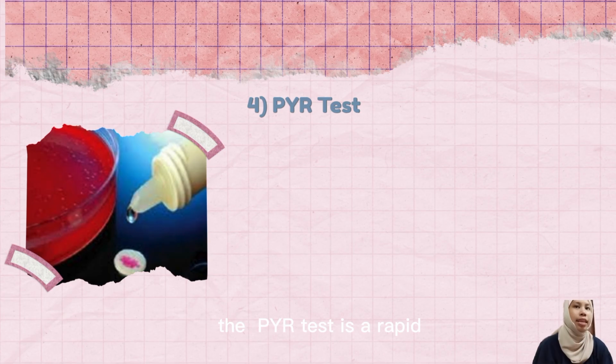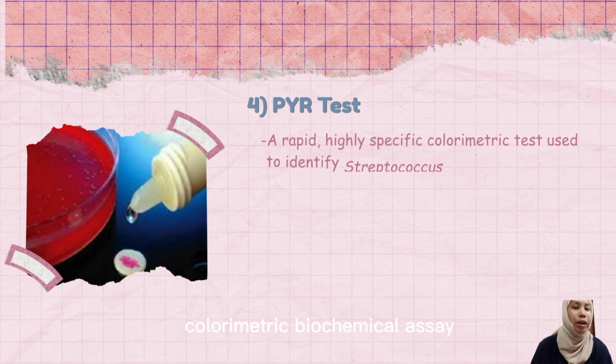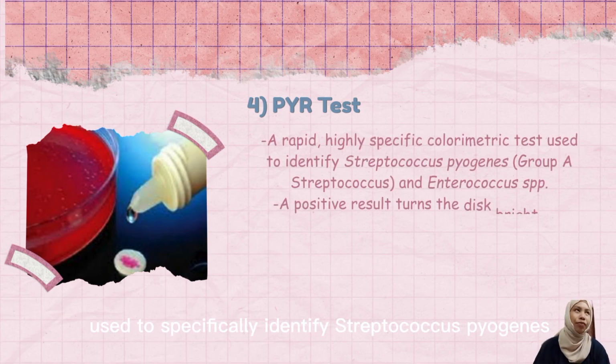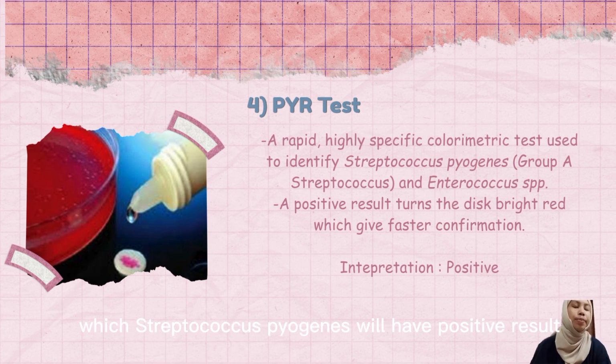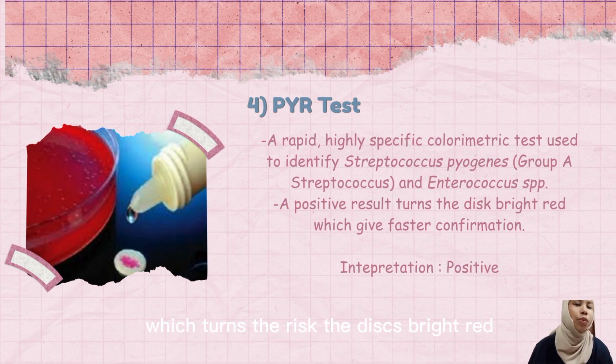The PYR test is a rapid colorimetric biochemical assay used to specifically identify Streptococcus pyogenes, which is grouped with Streptococcus and Enterococcus species. So, the PYR test is commonly used, and Streptococcus pyogenes will have a positive result, which turns the disc bright red and gives faster confirmation that it is Streptococcus pyogenes.